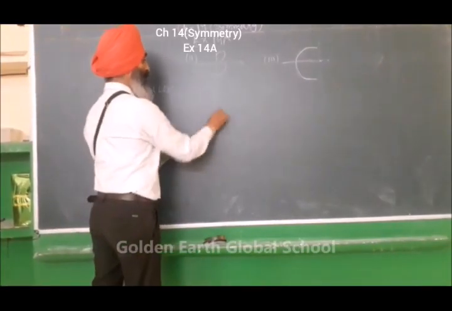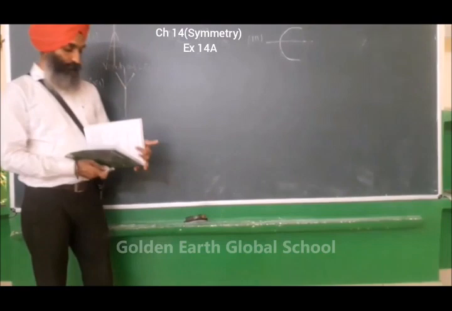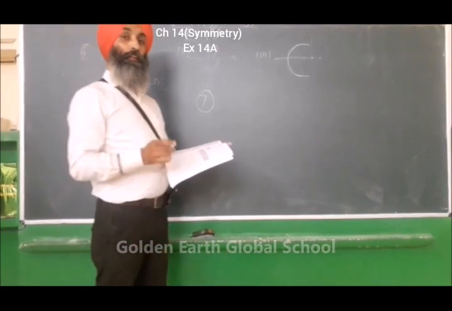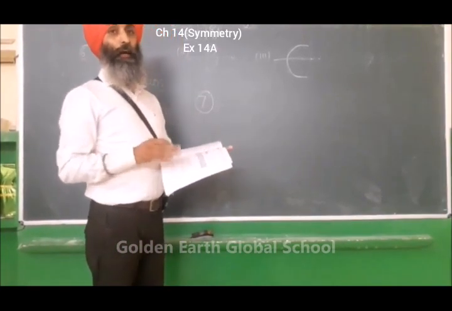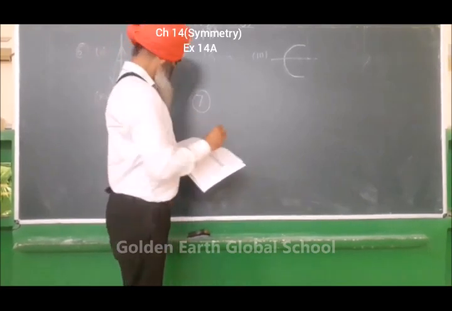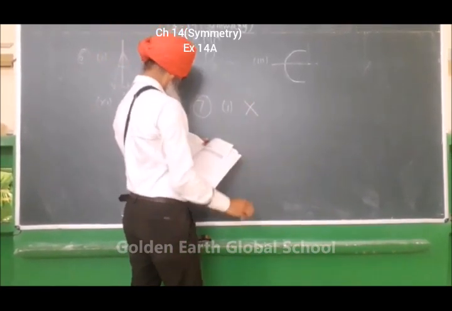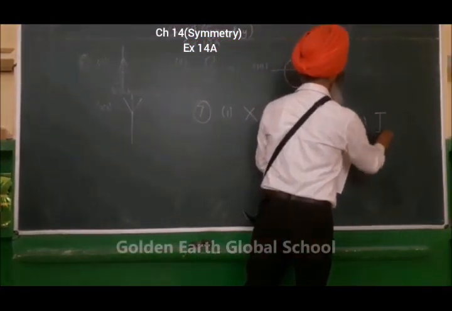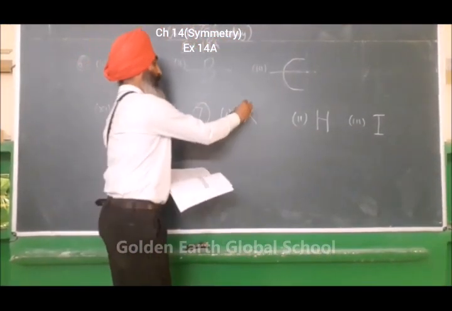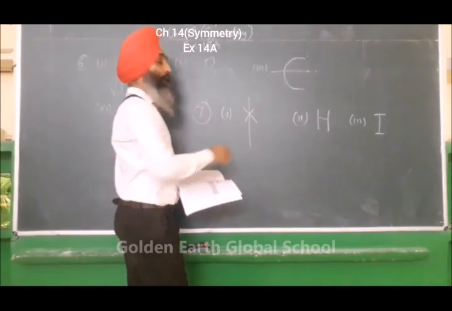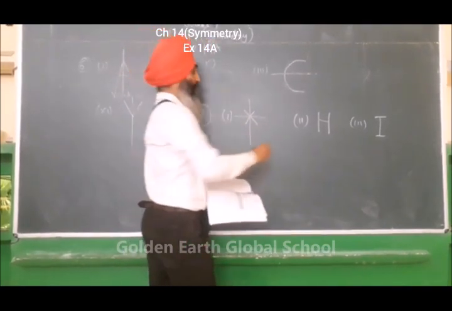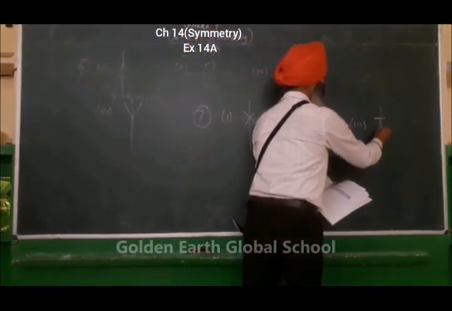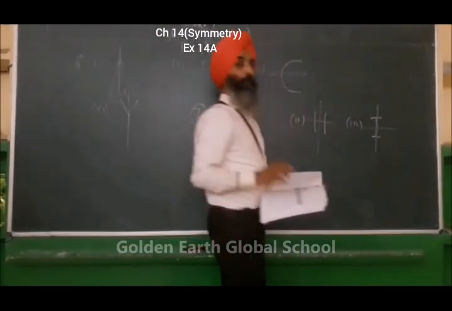Now move to your 7th question. In the 7th question, some letters are like this, which have two lines of symmetry, horizontal as well as vertical. So you have these examples: X, the second one is H, and the third one is I. You have to identify both lines of symmetry. So X has a vertical line of symmetry as well as a horizontal line of symmetry. Similarly, H has vertical and horizontal both. Similarly, I has vertical and horizontal both.